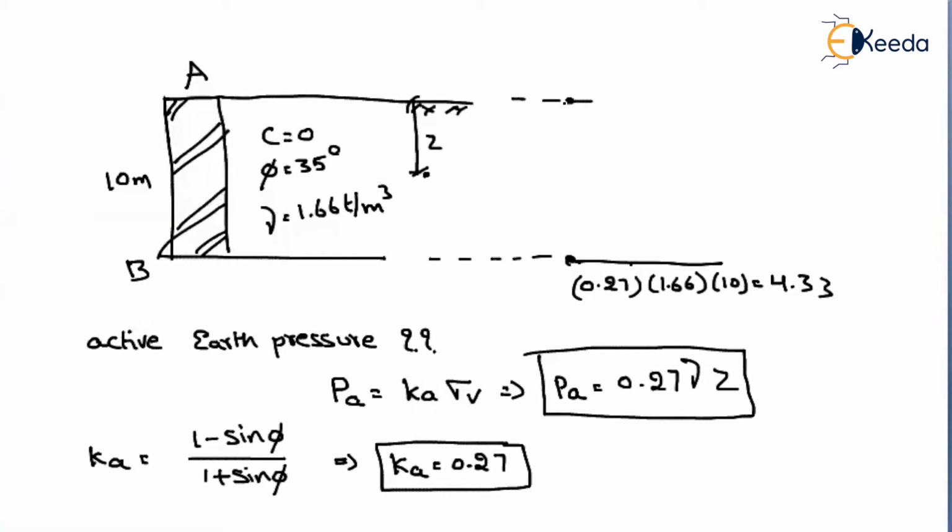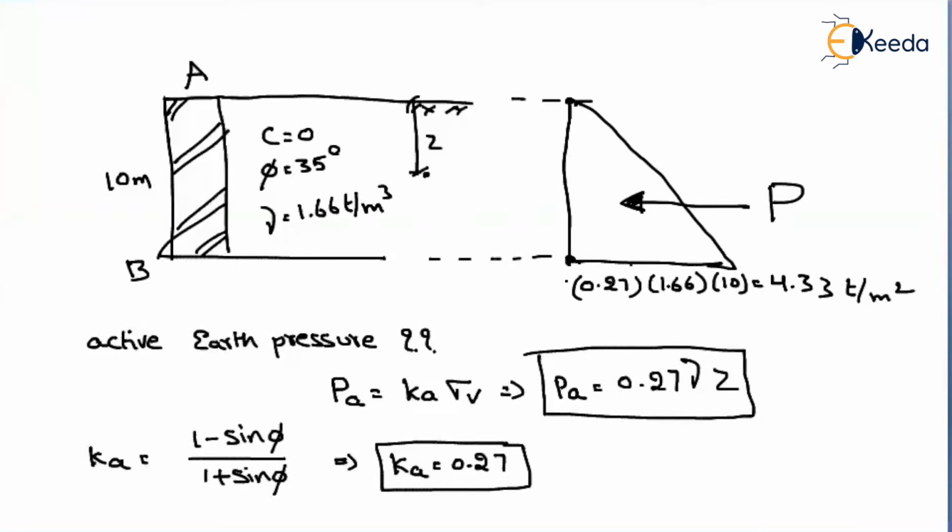Now, how will be the variation in between these 2 points? What is the power of Z? Degree 1. That means in these 2 points it is varying linearly. Just draw an inclined line like this. So what is the unit here? Tons per meter square. But what we have to find? We have to find what is the total active earth pressure. Let us say this I am representing with capital P.